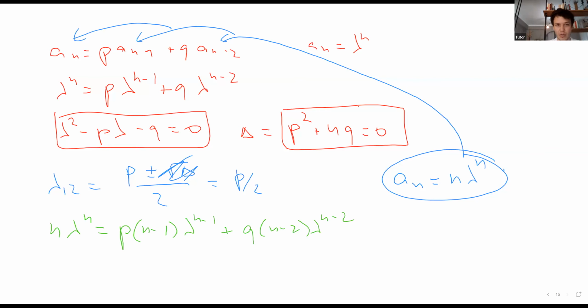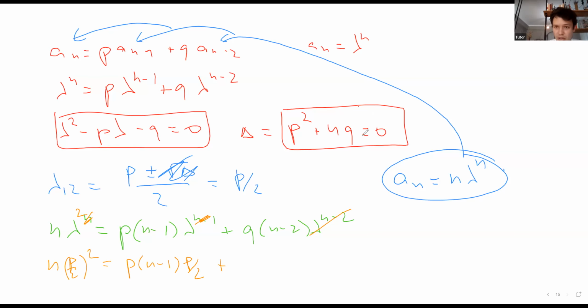Well, if I simplify all the lambdas, simplify the powers, this term would just disappear. This would just be power 1, and this would be just power 2, right? Okay, and now let's replace what lambda is. Lambda is p divided by 2. So I can write n times (p divided by 2) squared is equal to p times (n minus 1) times lambda, which is also p divided by 2, plus, I guess, q.